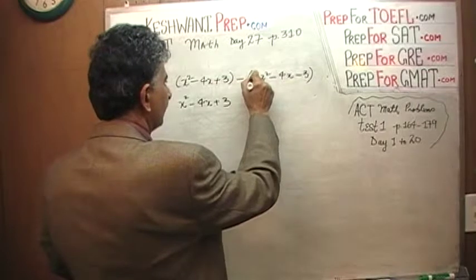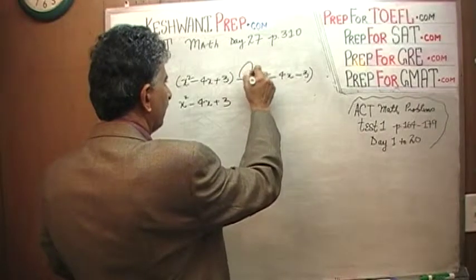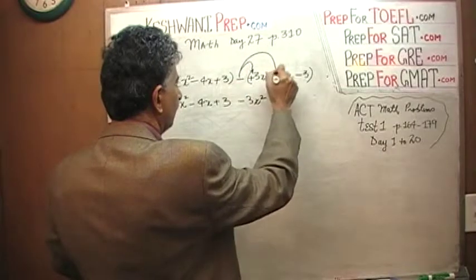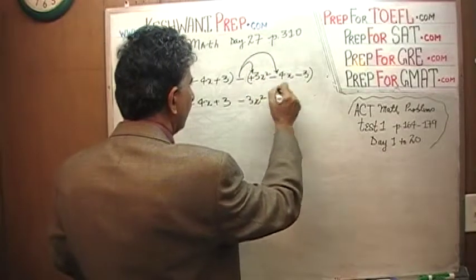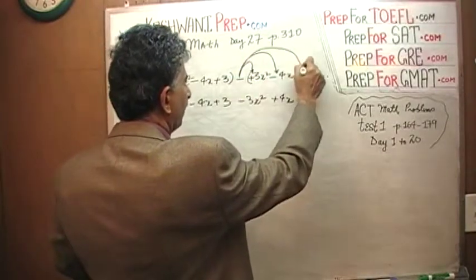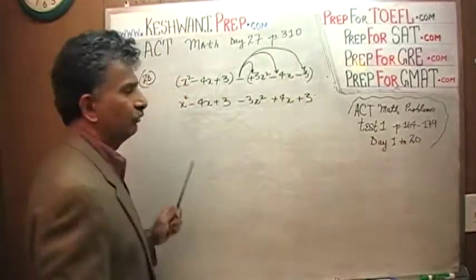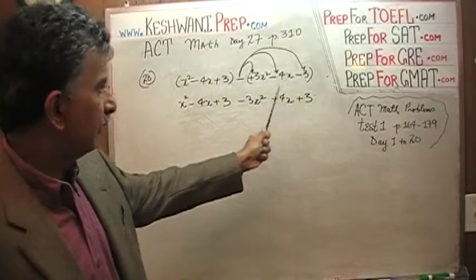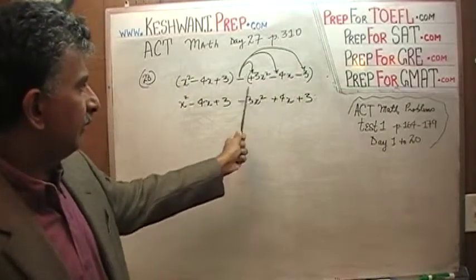This is a positive 3x squared. Negative times a positive will become negative 3x squared. Again, negative times negative will become positive 4x. And negative times negative again will become positive. That's all. That's the only thing we need to worry about. Negative times negative will become positive, and this will become negative.